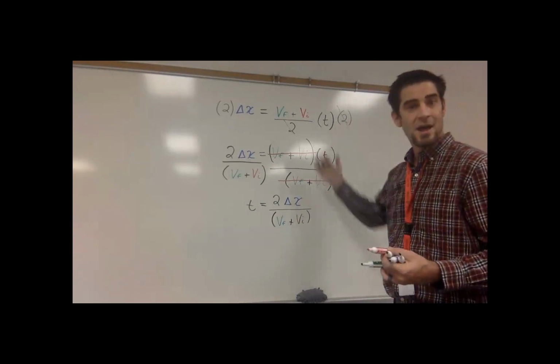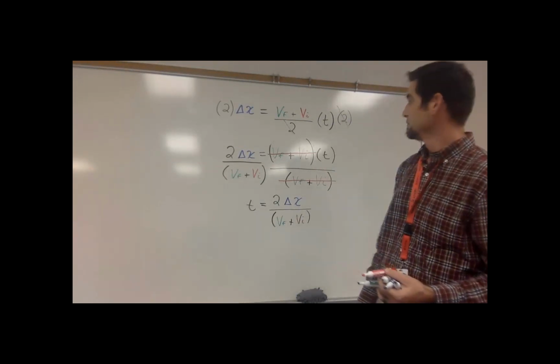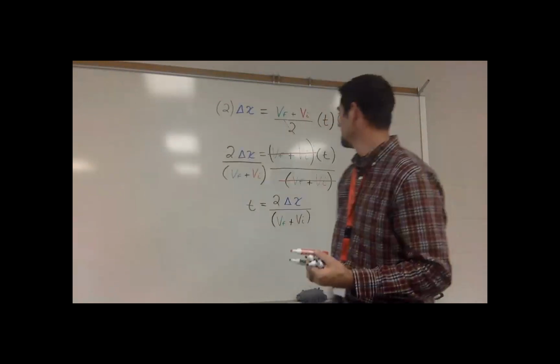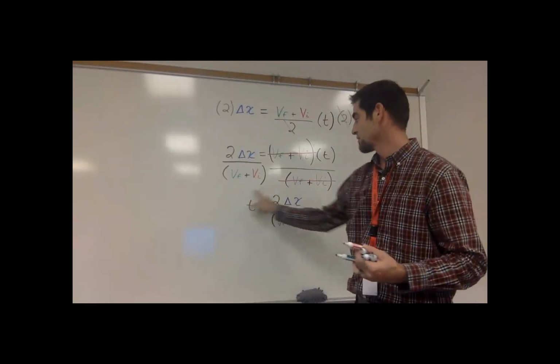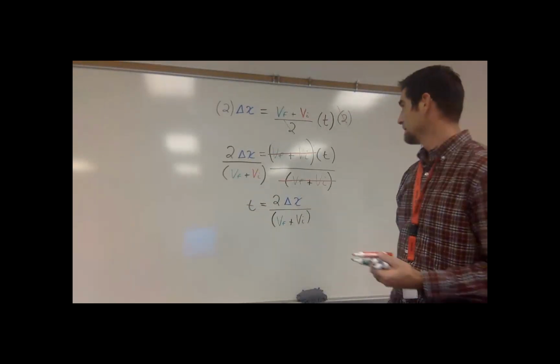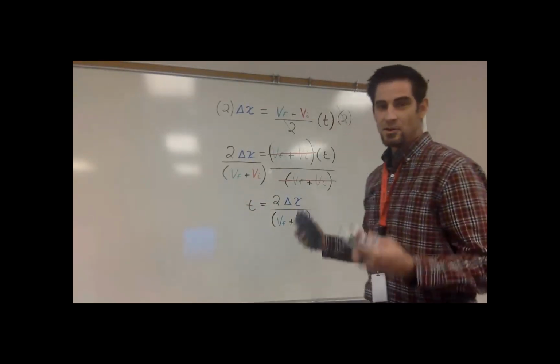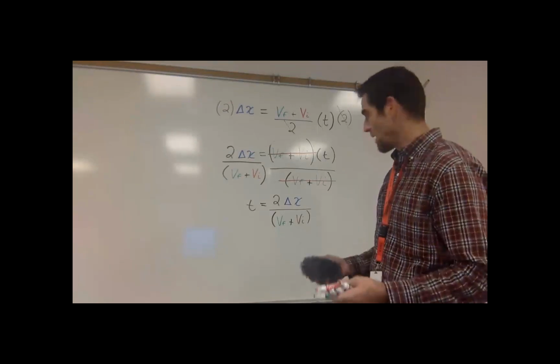So that's how you would rearrange the equation to solve for time. There's only 3 steps. Multiply by 2, divide by VF plus VI, and then you've rearranged your equation. The only way to get good at this is to practice, practice, practice.